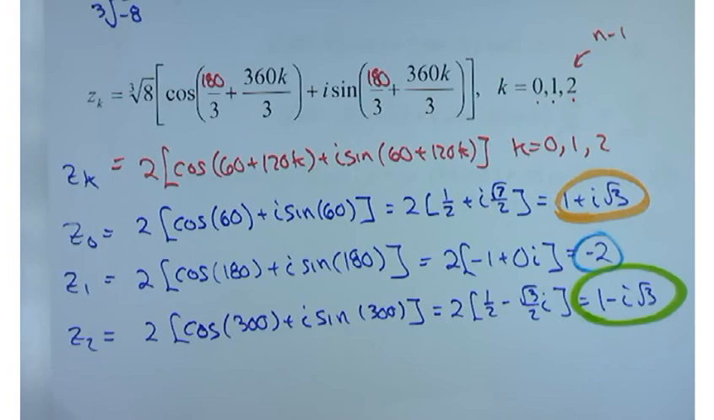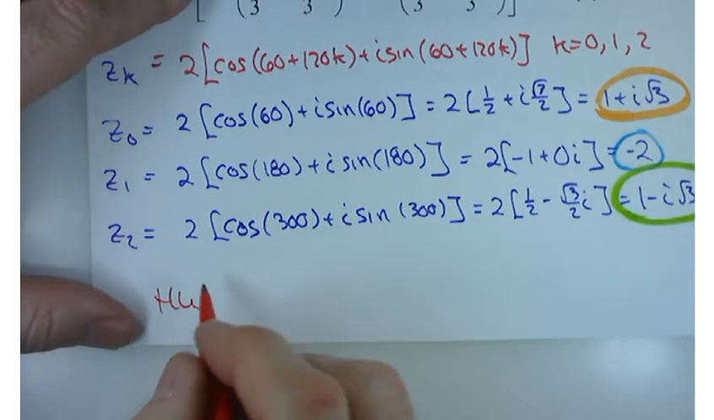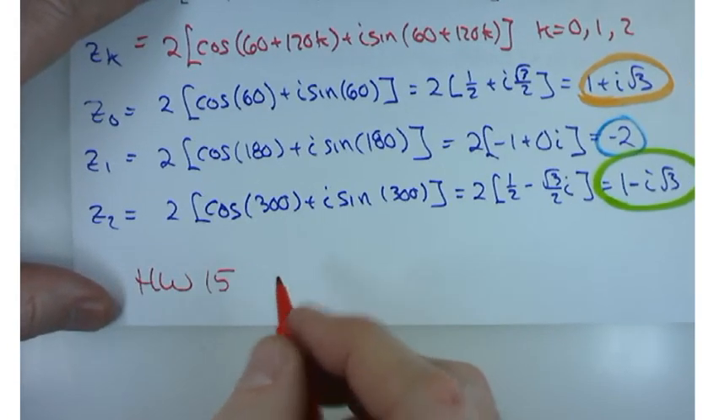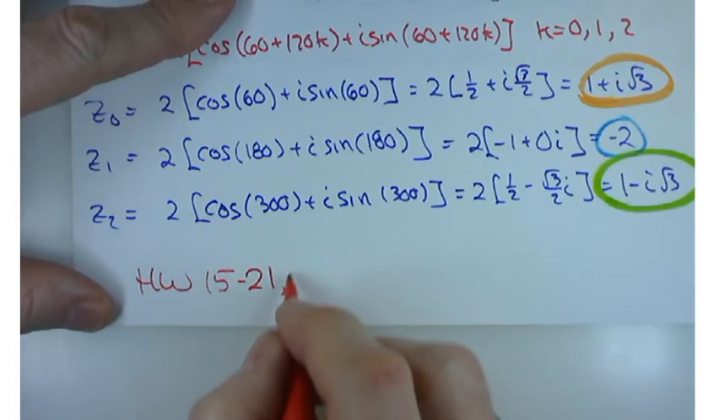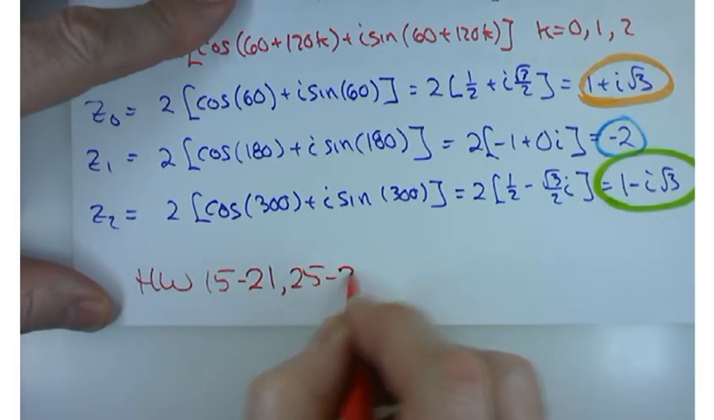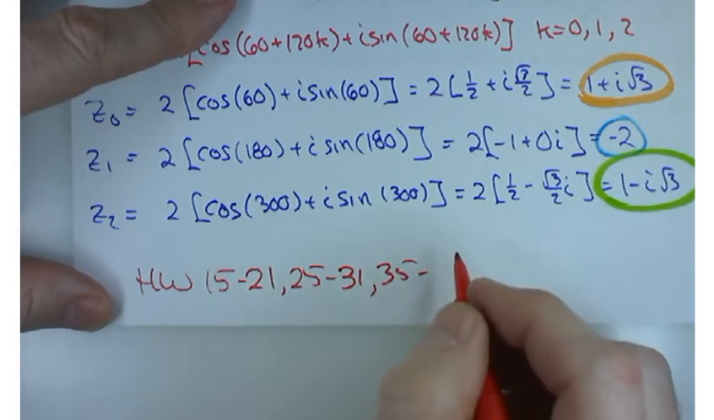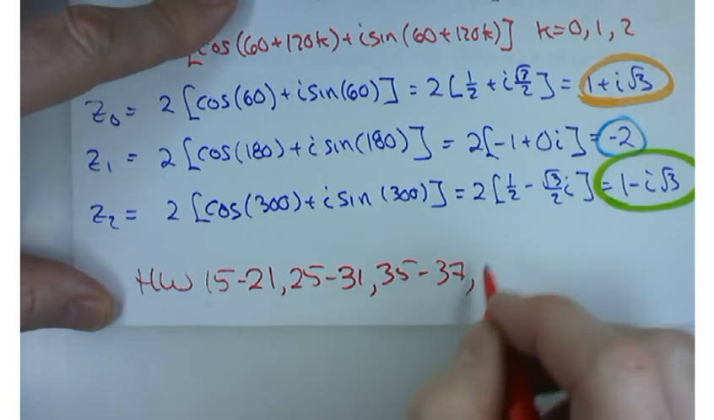All right. So let me give you some homework. Tell you what, I don't want to give you homework, so let me just give you some suggestions then, right? 15 through 21, 25 through 31, 35 through 37, and 43 through 59.